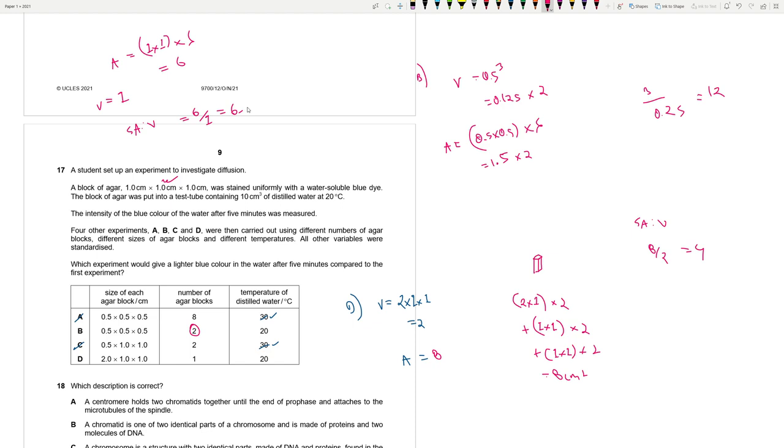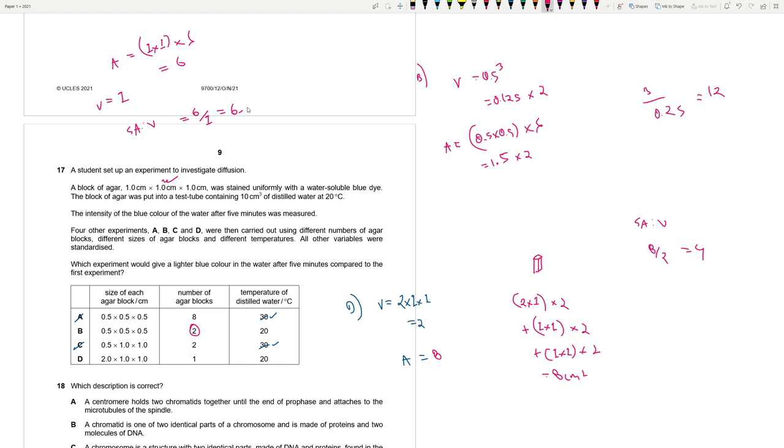Now, out of these 4 other experiments A, B, C, D, which were carried out using different numbers of blocks, different sizes of blocks, and different temperatures, everything else was standardized. Which experiment would give a lighter blue color in the water after 5 minutes compared to the first experiment? So we aren't taking A and C. I clarified because the temperature is higher, we'd get a darker color.